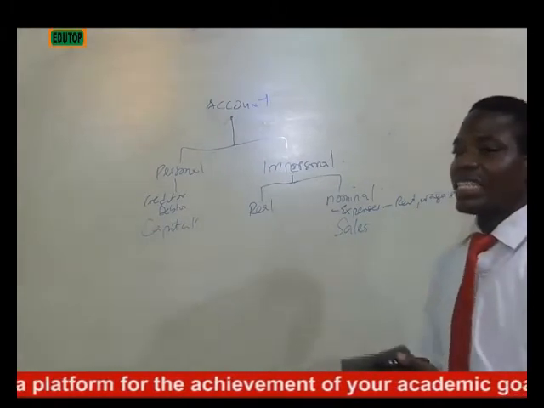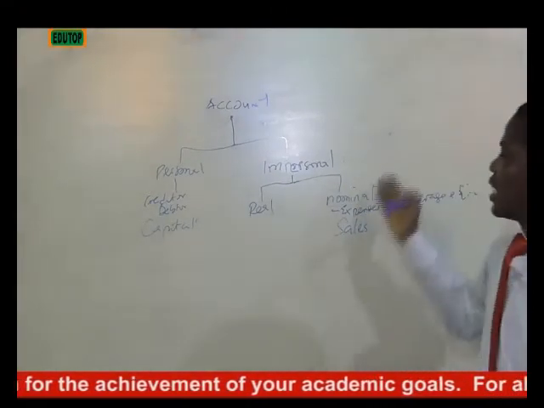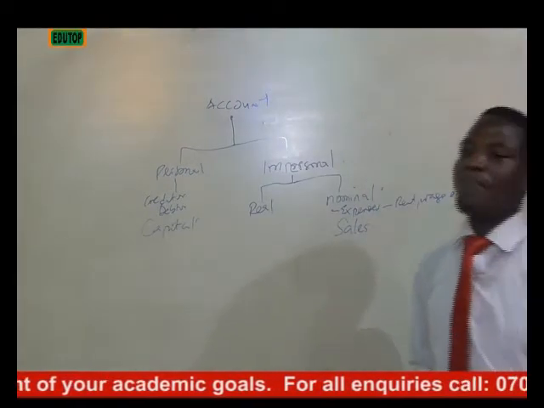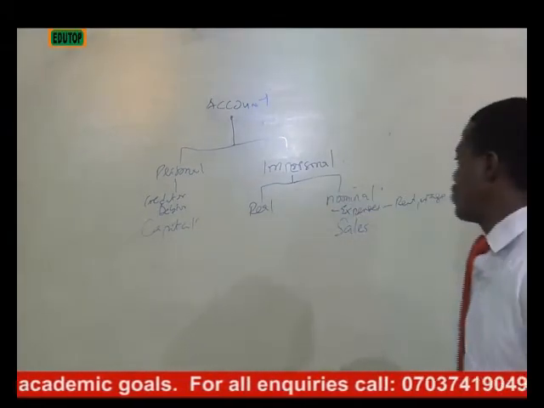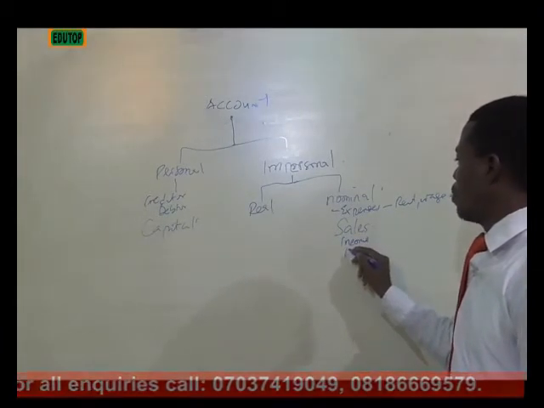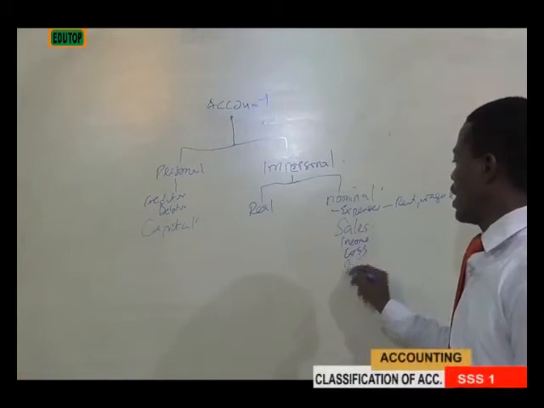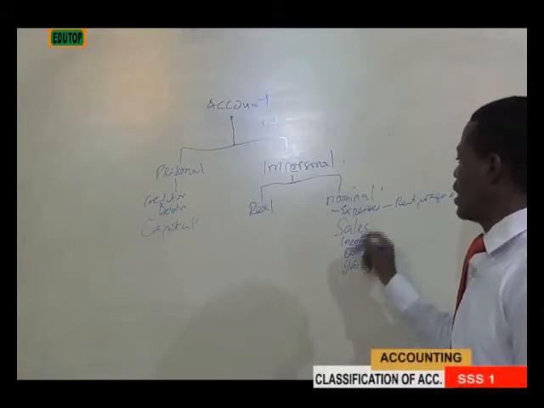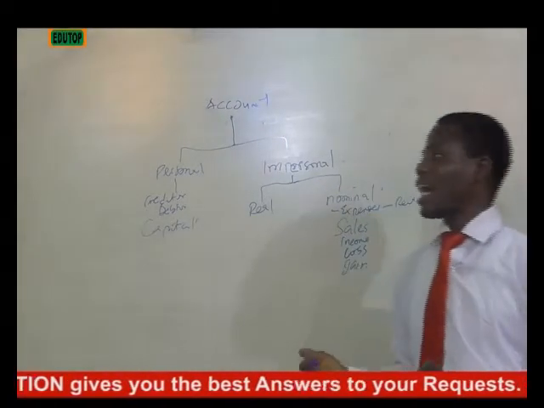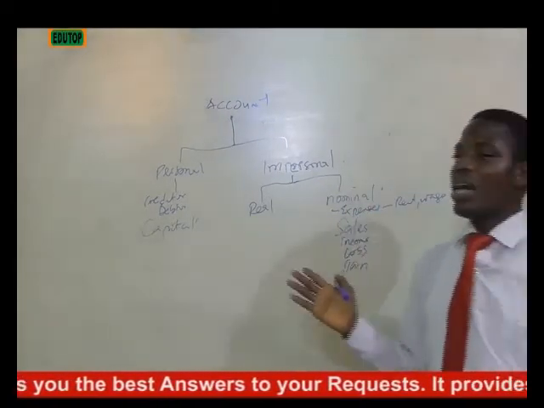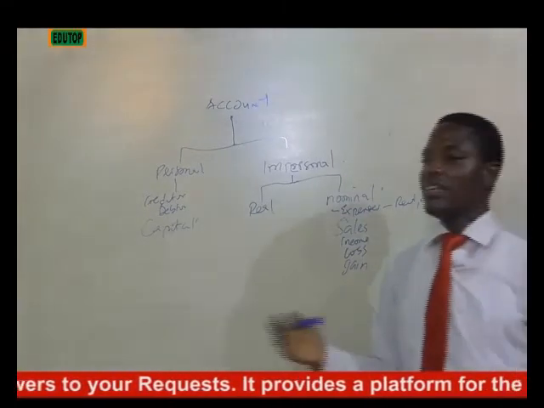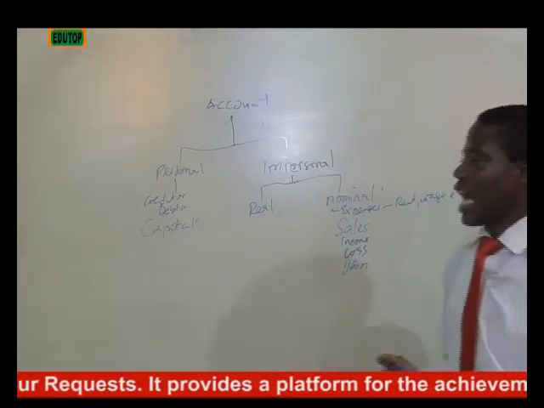So if you see a sales item, you can know that it is a nominal account, which is under impersonal account. We have income, loss, gain account or loss account. They are also part of nominal account. Well, when we get to trial balance, we will know how to differentiate this from personal account when we are given any information that relates to this item.